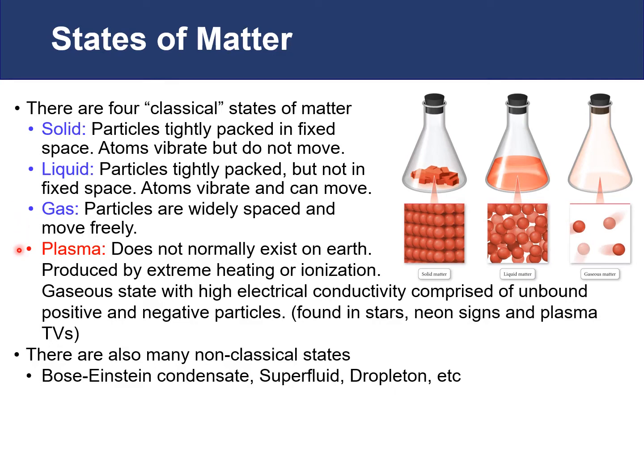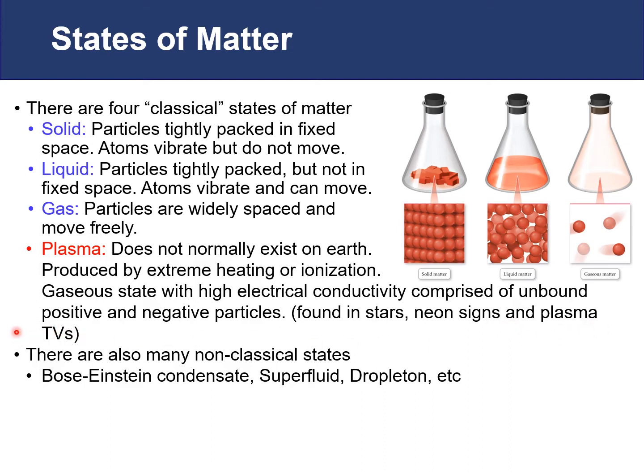Plasmas are the last type of classical state of matter. They don't normally exist on Earth. They are produced through extreme heat or ionization. The gaseous state of a plasma involves high electrical conductivity and comprises unbound positive and negative particles. Plasmas are typically found in stars as well as neon signs and plasma TVs. On Earth, we can produce plasmas by putting a fairly large voltage through gas at low pressure, which is the case for both neon signs and plasma TVs.